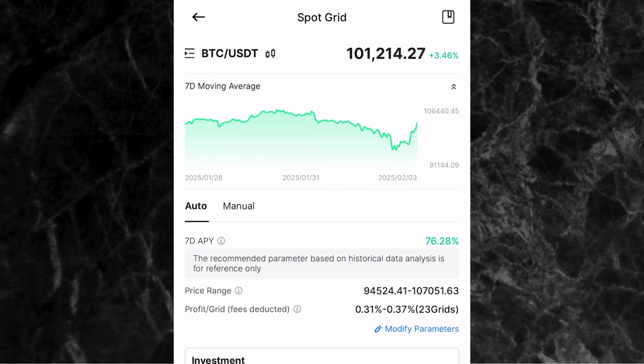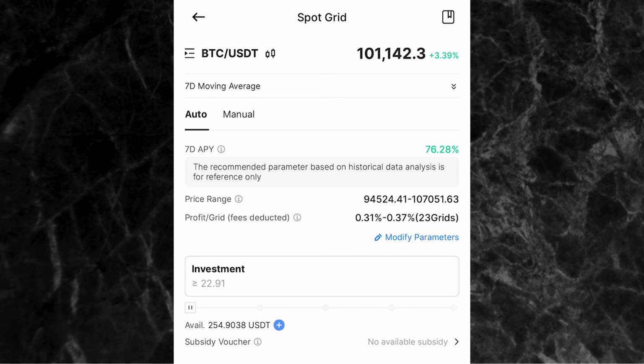And then the next thing you will see, it will show you a 7-day moving average. That is how the market has been moving every 7 days. This is the chart right here. But if you don't need it, just click on this arrow right here where I was pointing to, and take it away. And then the next thing you will see is where you have these 2 options, auto and manual.